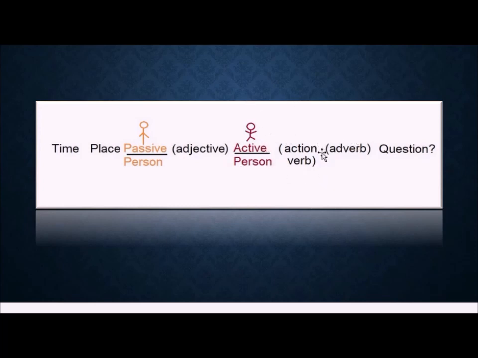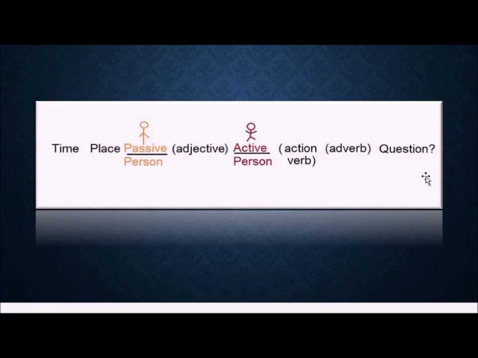And then we have an adverb. An adverb is what describes an action verb. For example, Randy was speaking slowly. Anything that describes how he was speaking, that's your adverb. Followed with the question. What was he speaking? How was he speaking? So all those questions come at the end.